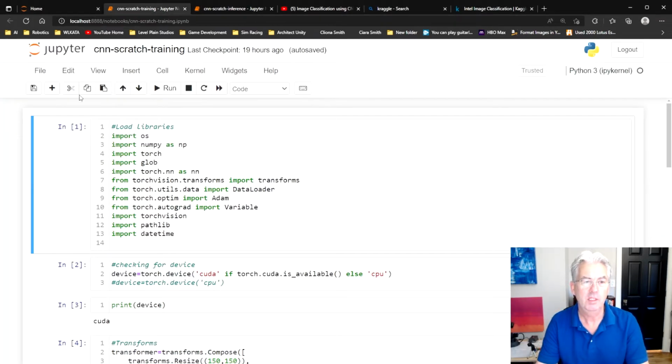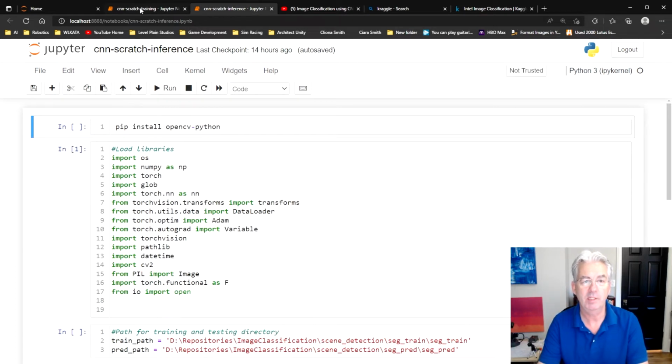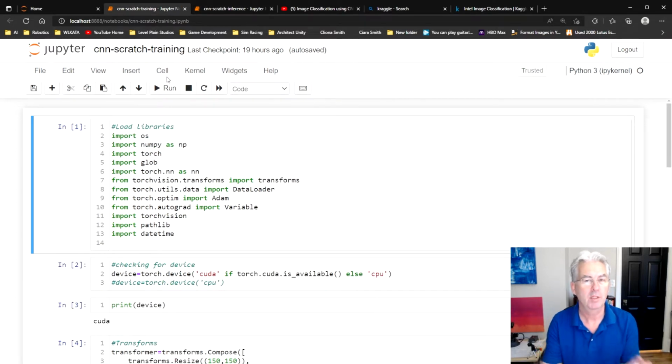It uses Jupyter Notebook to do your coding and programming in, and we need two, one for training and one for inference, as it's called. So again, I'm trying to work out what they mean by all these things. What are my people talking about? What are the teams talking about? So that's what I'm going to do in this video.